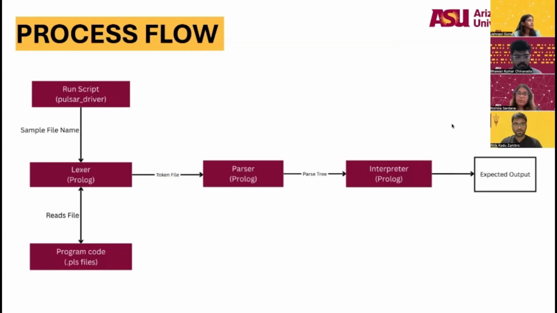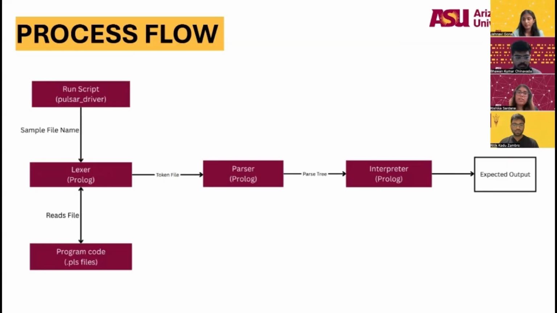Moving on to the process flow for Pulsar. A user will write code in a .pls file, and the lexer processes the text and then passes it to the parser, which is defined using DCG. The parser will then produce a parse tree, which is then executed by the interpreter, and then the output is printed to the console. So this is the entire flow that is handled through Prolog.